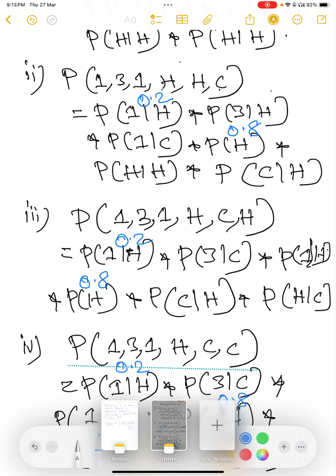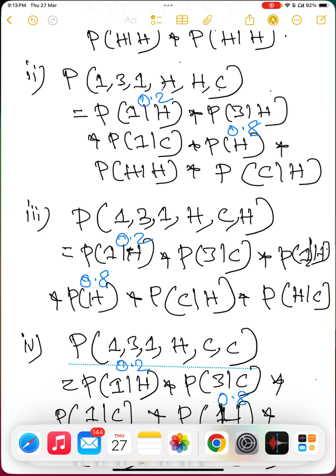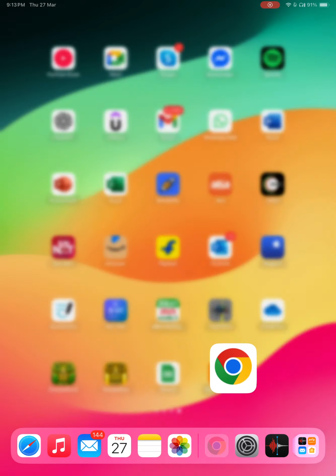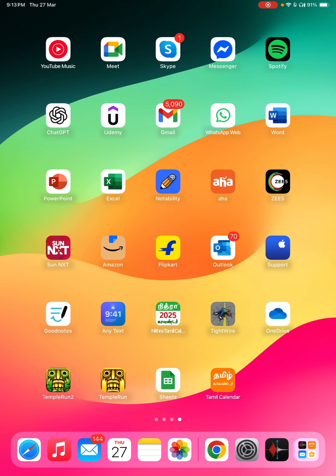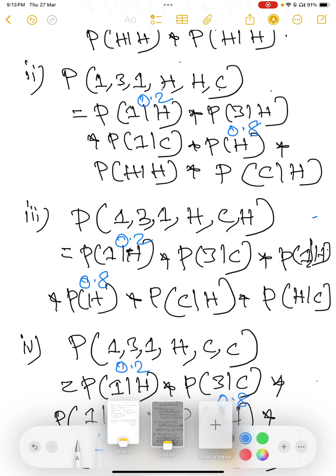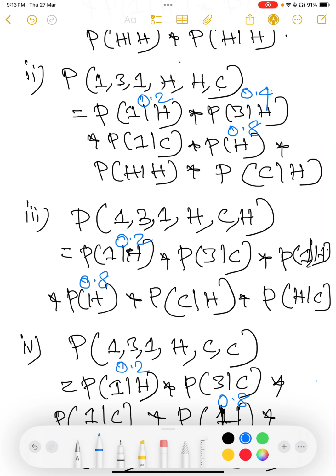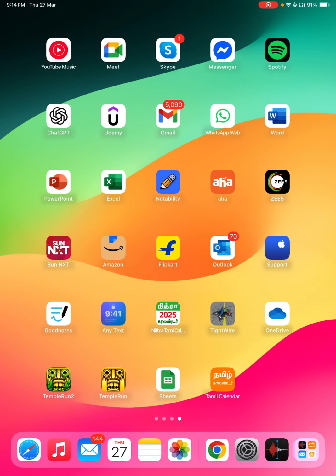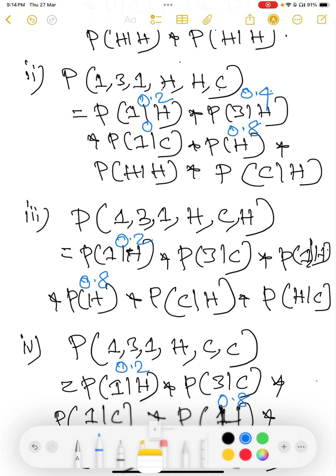Three given H, we shall substitute the values to find out. Three given H is 0.4. You can find it here. 0.2 into 0.4. One given C is 0.5.